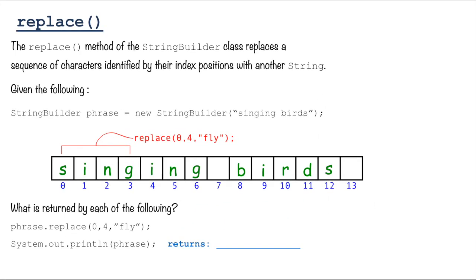Next, we have the replace method, and it replaces a sequence of characters identified by their index positions with another string. And the length of the sequence of characters being replaced does not have to match the length of the string. And you can see here, we're going to remove indexes from 0 through 4, not including 4. So 0, 1, 2, 3, that's 4 characters we're going to remove, and we're going to replace it with 3 characters. So when we update the phrase singing birds, we replace sing with fly, and when we print it out, it will print flying birds.